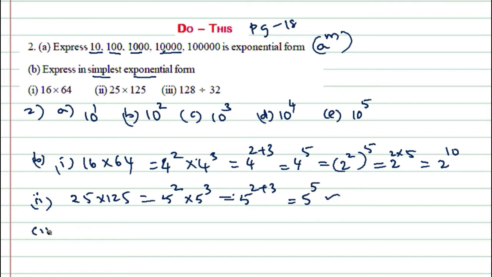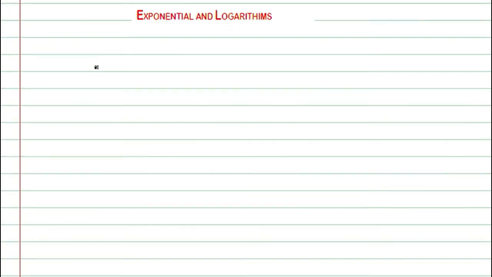The next, third one, 128 divided by 32. So 128 we can write as 2 power 7, divided by 2 power 5, which is equal to 32. So in division we should subtract the powers, which is equal to 2 power 2. So it is the simplest exponential form.